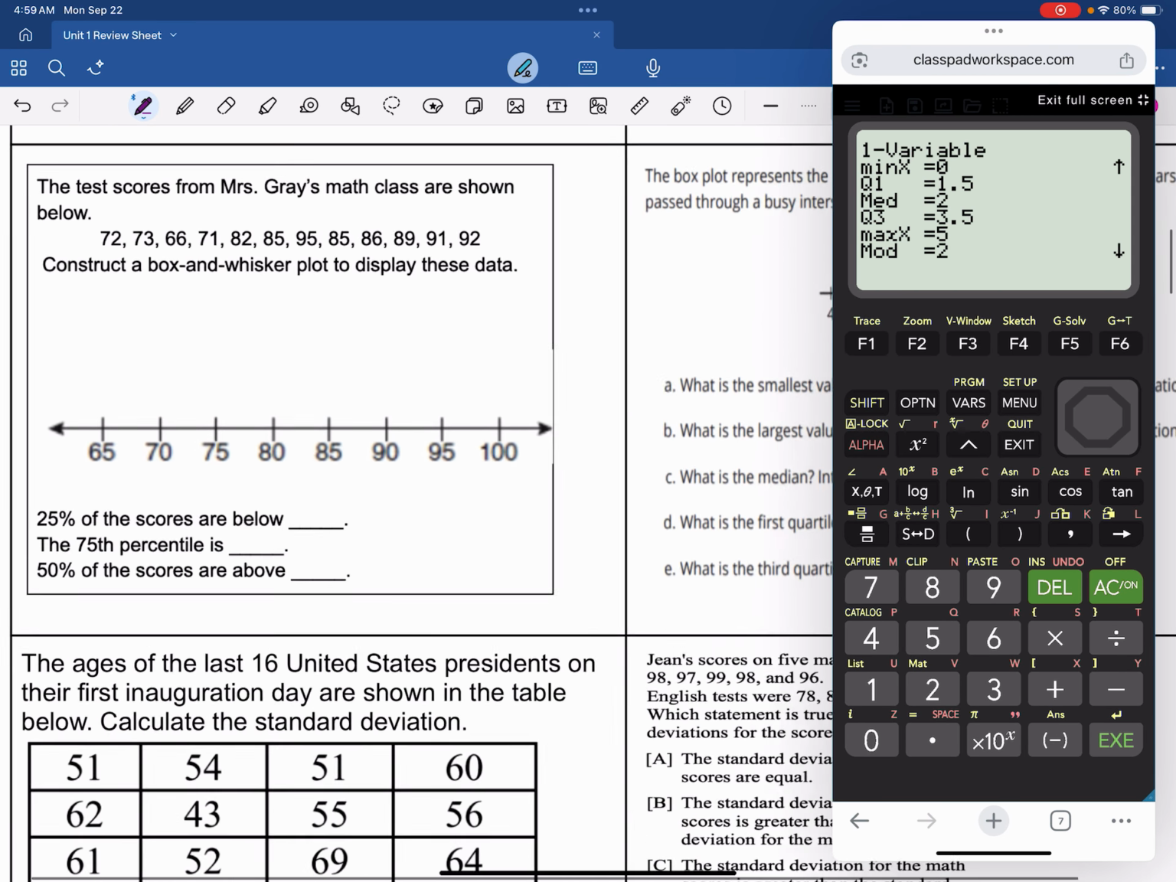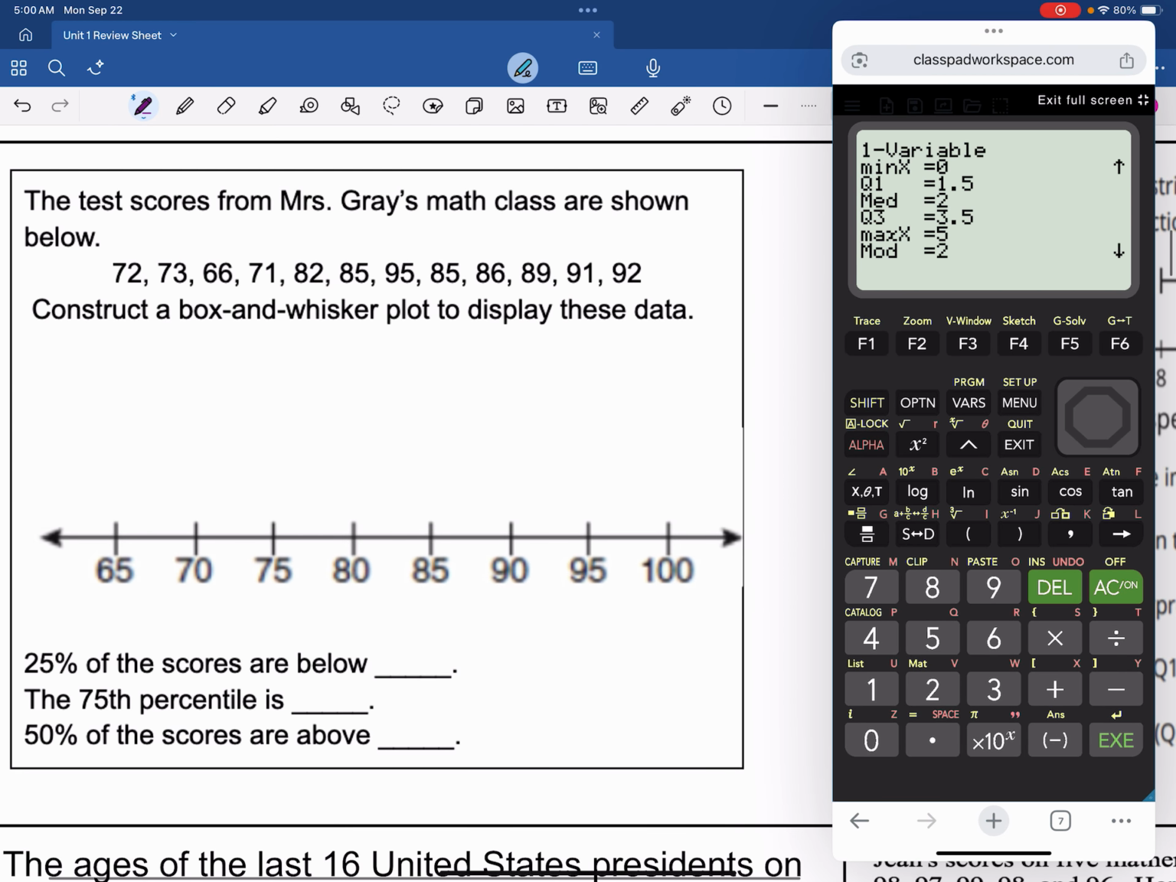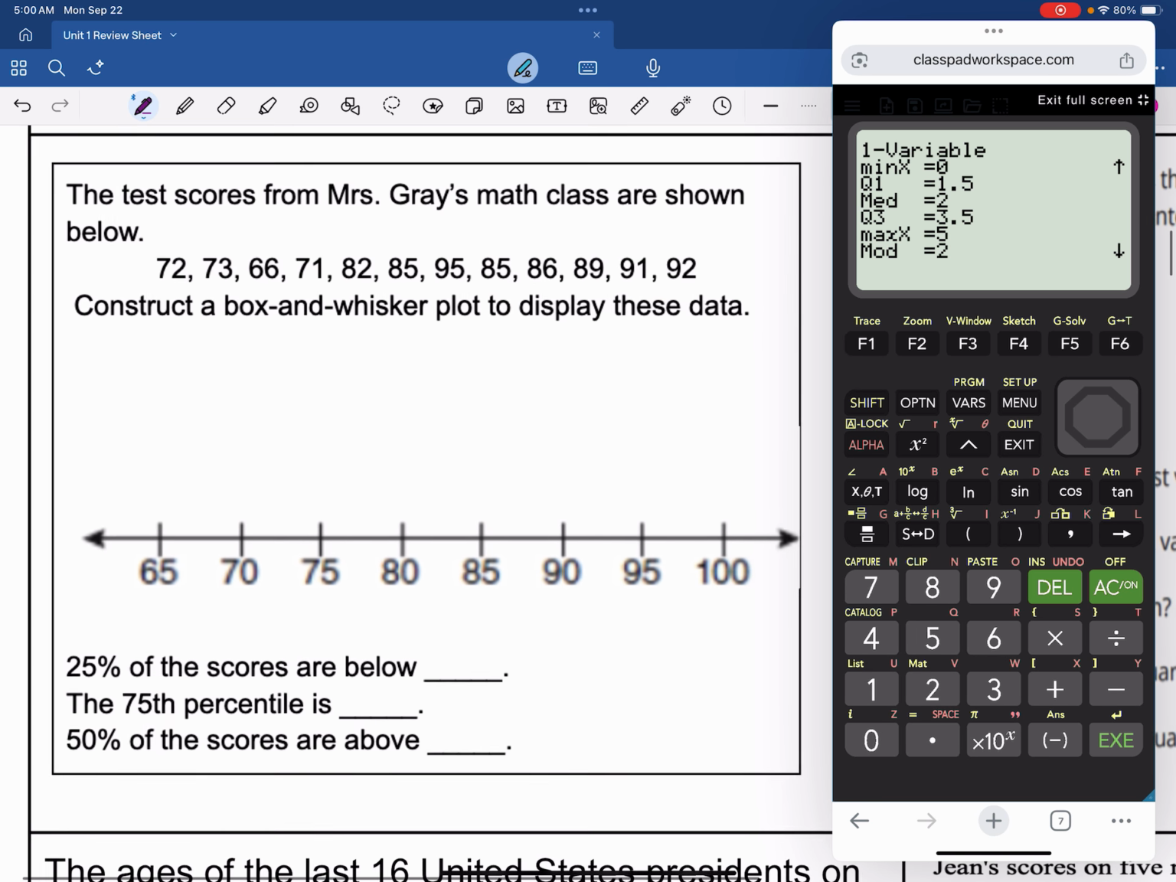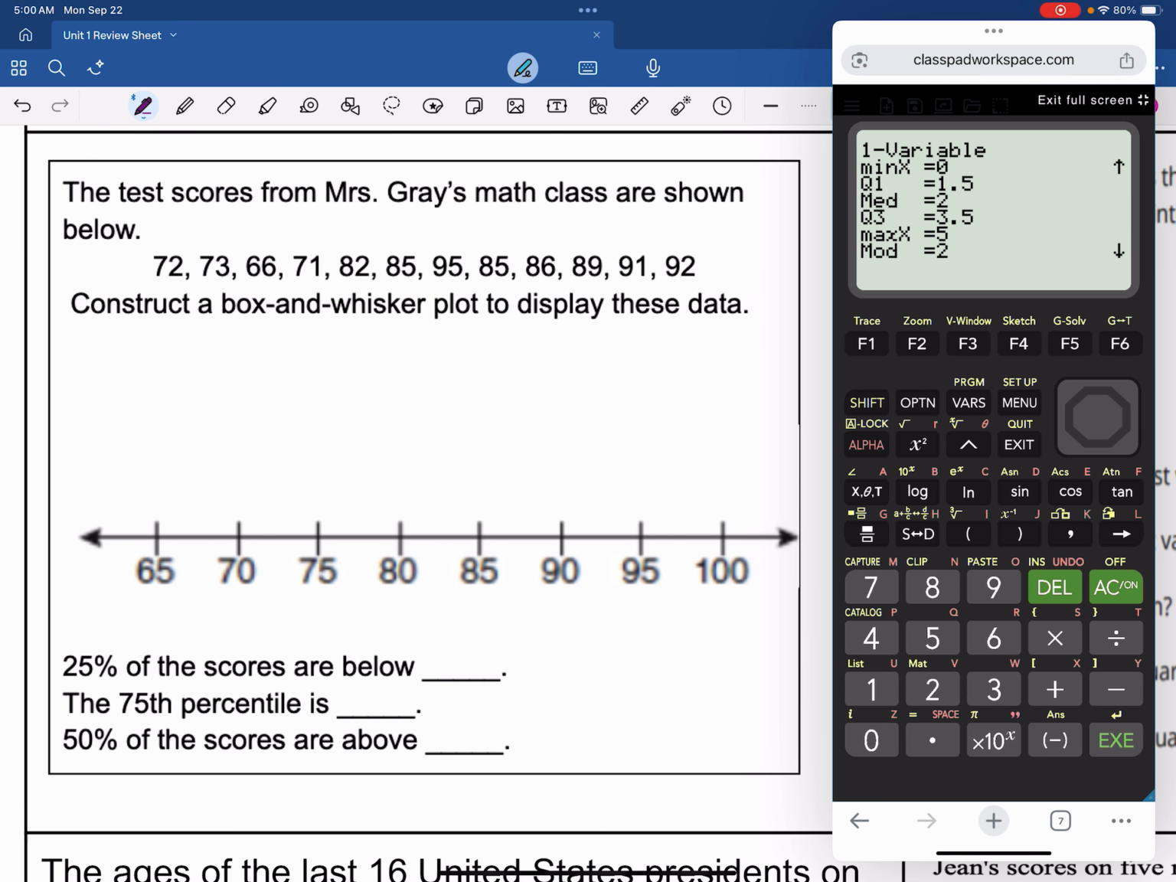Alright, next question, box plot. Here we have the test scores from Miss Gray's math class. We have a data set with the scores, and it's asking us to construct a box and whisker plot to display these data, and then it's asking us some interpretation questions. So first thing you want to do when you have to create a box plot is go to menu stat and enter in your data set.